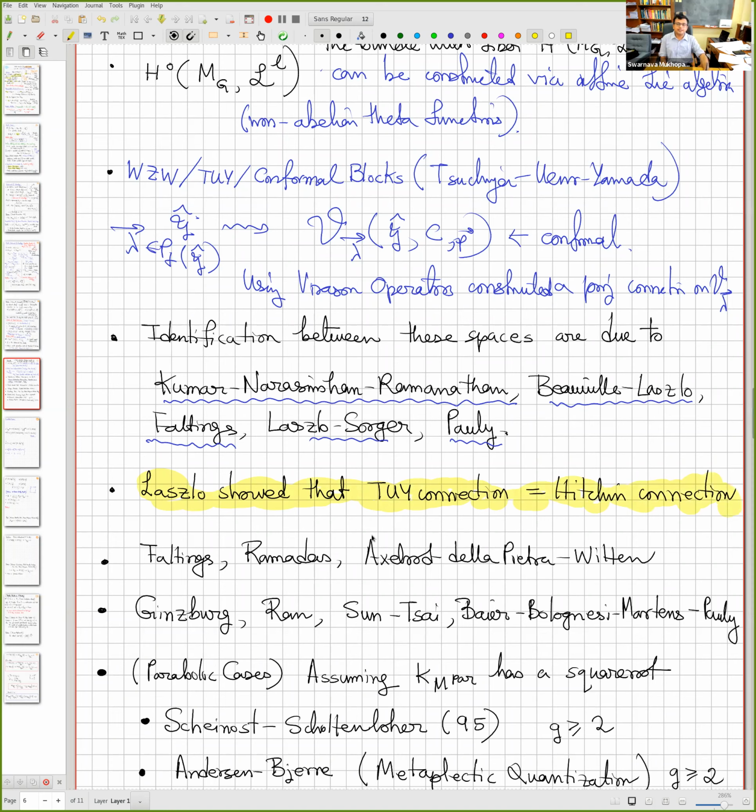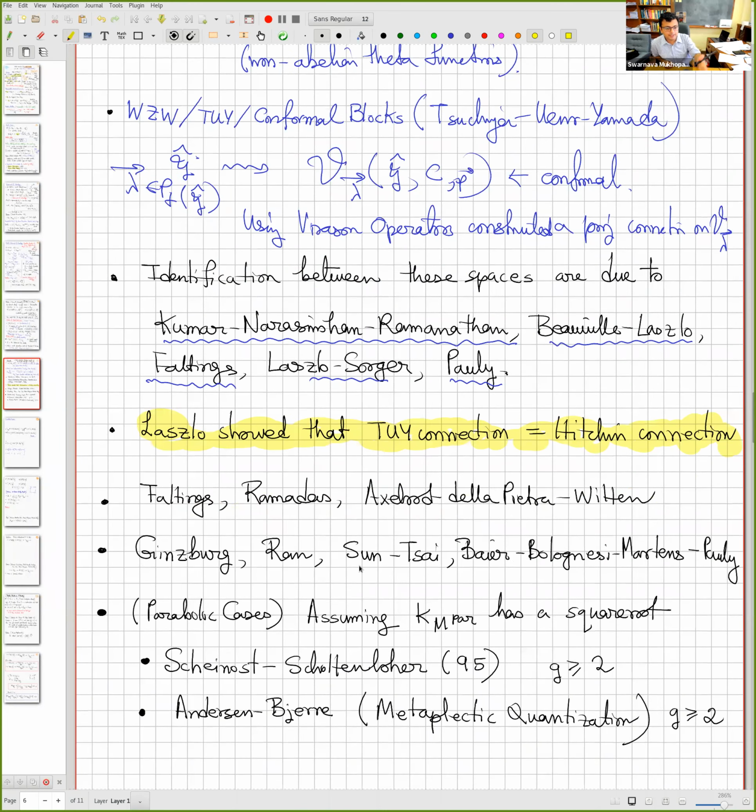The Hitchin connection from the geometric setup was also constructed by other people. So let me mention some names. It was also constructed by Faltings, also by Ramadas, and it also appeared in a paper of Axelrod, Della Pietra, and Witten. More recently there have been more algebraic geometric proofs, I would say, by Ginzburg, Zivran, and also by Sun and Tsai, who also proved geometrically that this connection has log singularities as you vary your curve to a nodal curve, and recently by Baier, Bolognesi, Martens, and Pauly.